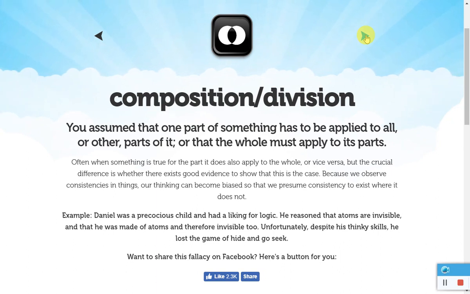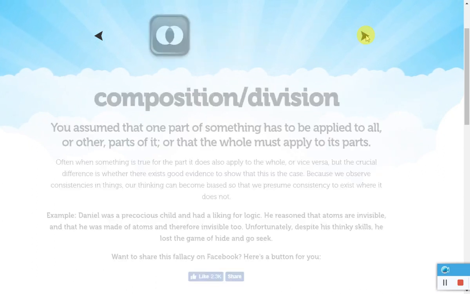Example: Daniel was a precocious child and had a liking for logic. He reasoned that atoms are invisible, and that he was made of atoms, and therefore invisible too. Unfortunately, despite his thinky skills, he lost the game of hide and go seek.